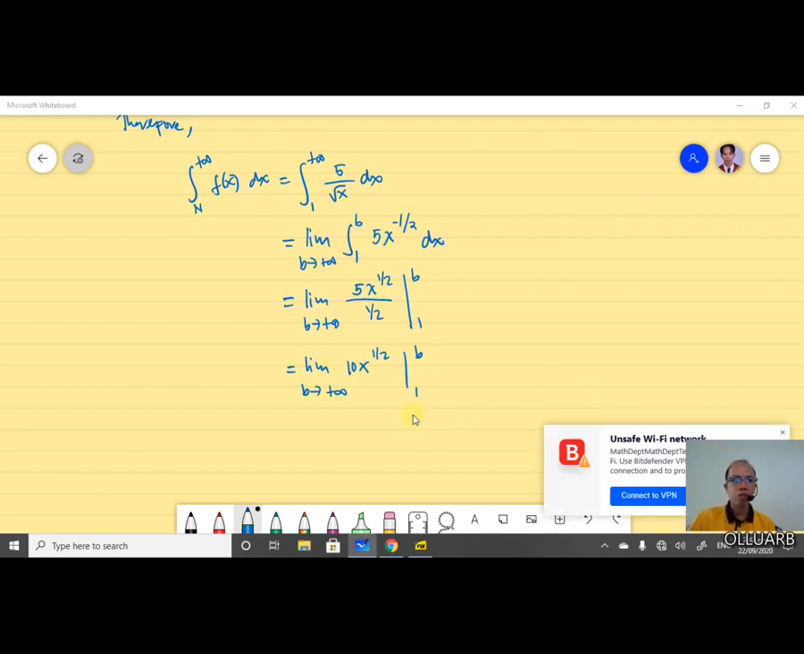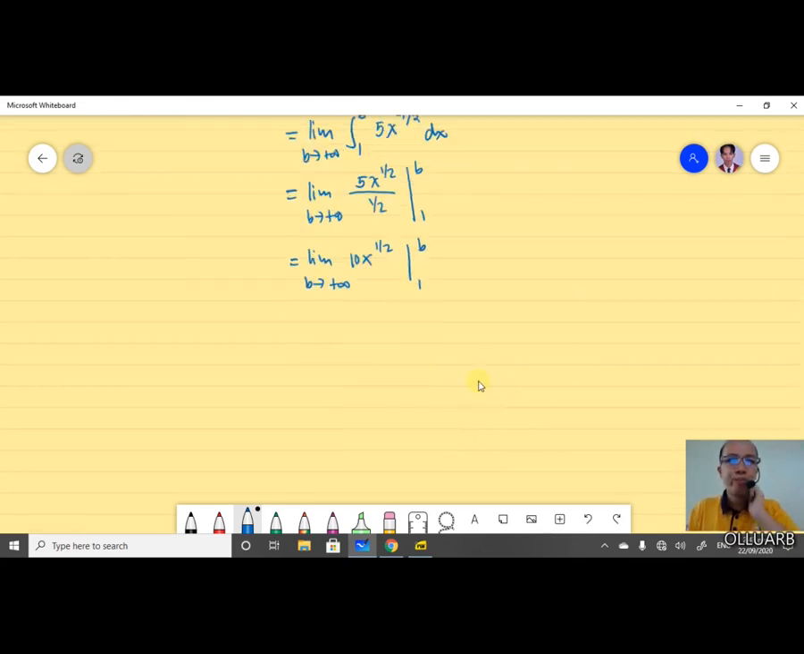So we have 10 b to the 1 half minus 10, as b approaches positive infinity. So what is the limit?